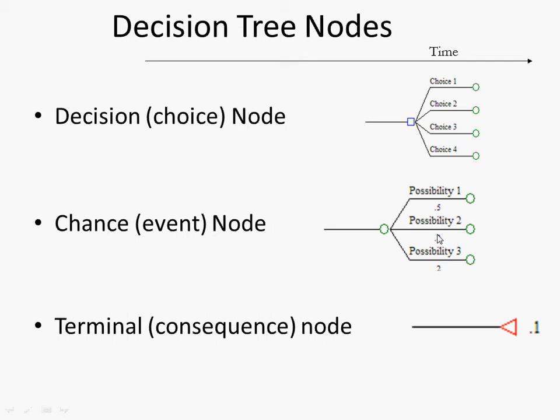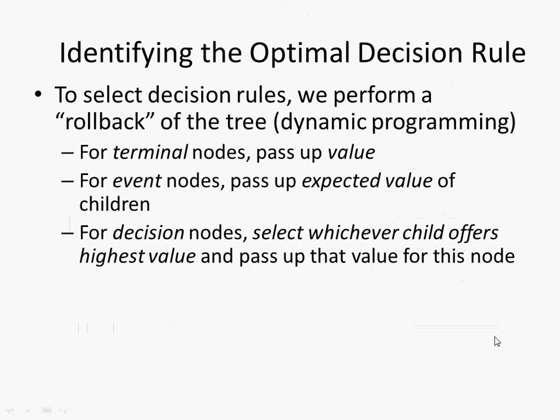And indeed, with event nodes, chance nodes, we're required to assign probabilities to each of the outcomes, and those probabilities must sum to 1. So we may have possibility 1 with a 50% chance, 2 with a 30% chance, and 3, there's a dot here, with a 20% chance. So they collectively sum to 1. So one of these eventualities will happen, we just don't know which. And the final type of node is what's called a terminal node, or consequence node. And it's associated with the consequences of a series of events and decisions over time.